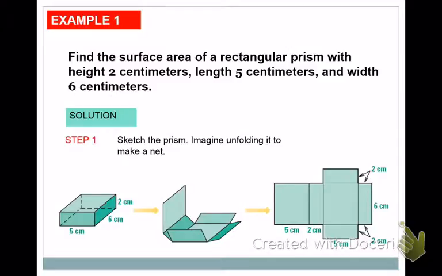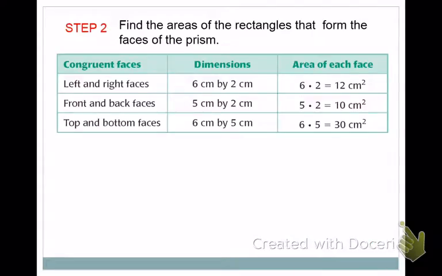If I unfolded this box, the outside sides, I would have a shape with these 2 larger rectangles, these 2 smaller rectangles, and these 2. And then I would find the dimensions, and we know how to find the area of rectangles, length times width. But like I said, I'm not expecting you to find the net every time.